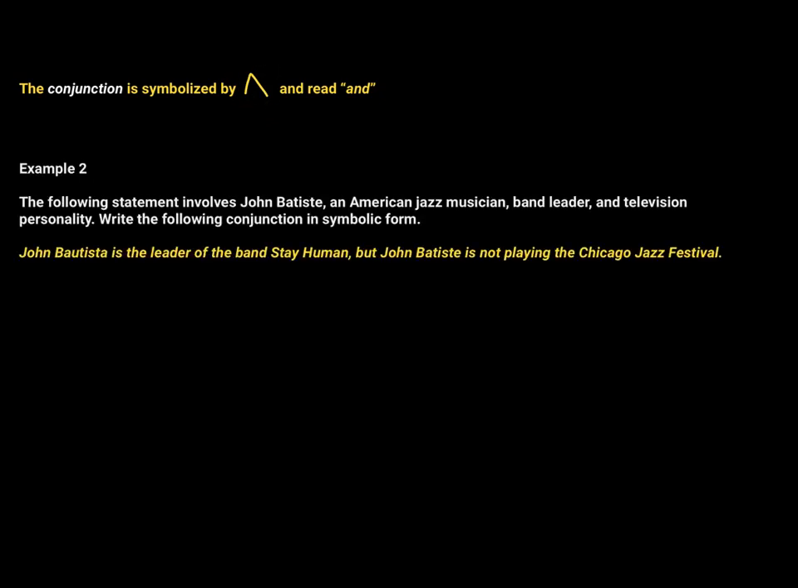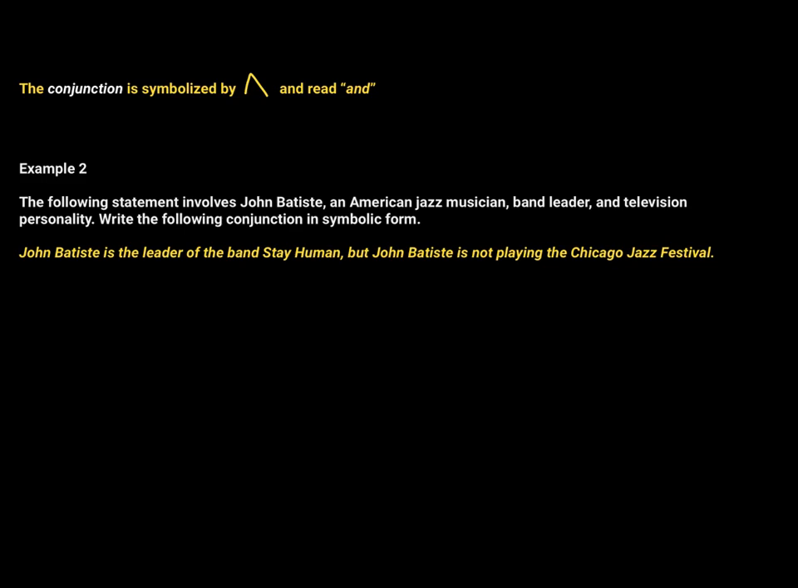All right, here we go. Example number 2. The following statement involves John Batista, I think that's how you pronounce his name, an American jazz musician, band leader, and TV personality. Well, what we want to do is write the following conjunction in symbolic form. John, I think I misspelled his name here. John, okay, is the leader of the band Stay Human, but John is not playing the Chicago Festival.